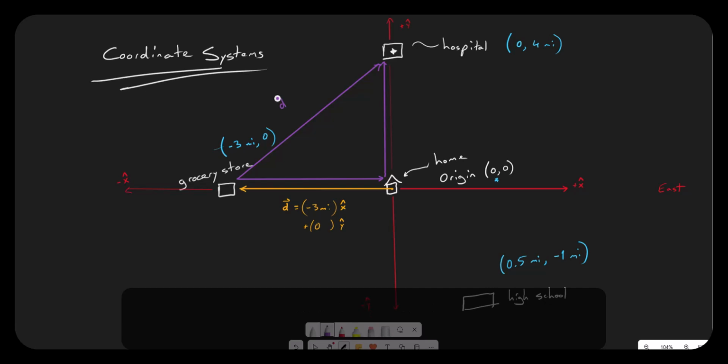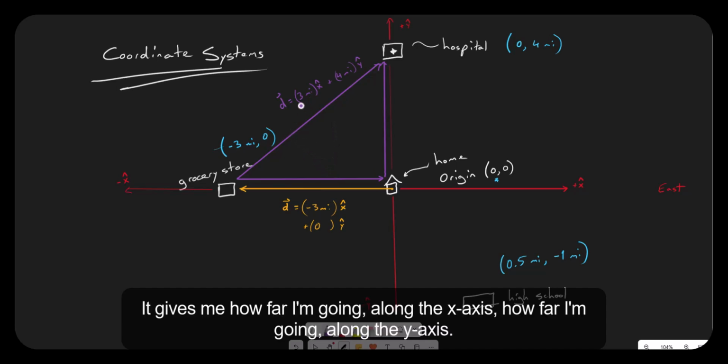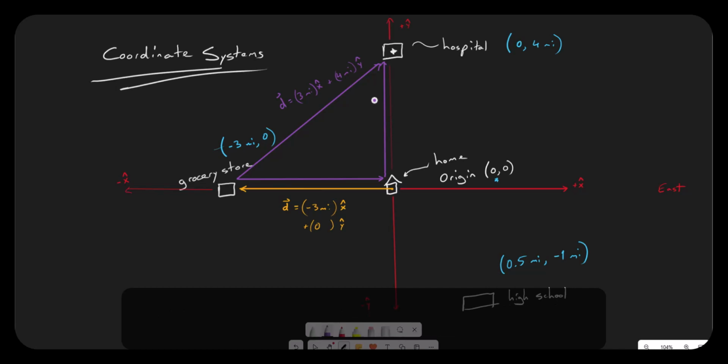that displacement is going to be 3 miles in the positive x direction, 4 miles in the positive y direction. It gives me how far I'm going along the x-axis, how far I'm going along the y-axis.